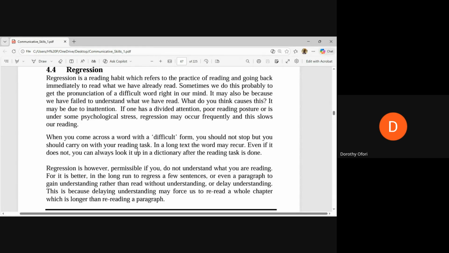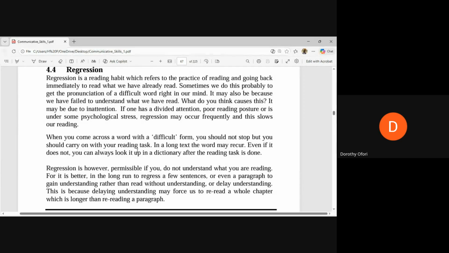Okay, it becomes a reading fault, and this reading fault will hinder understanding. All right, so let me go back and discuss the reading fault we talked about. We have vocalization, and for vocalization, it is a poor reading habit because whilst you are reading, you are pronouncing some words in your head. So you are reading, but in your head, you are pronouncing some words.